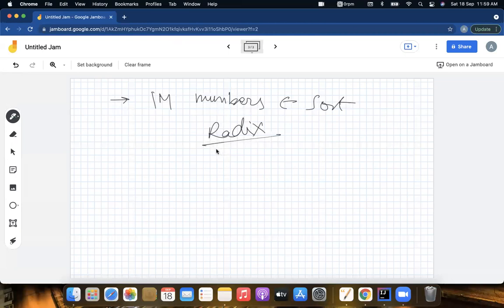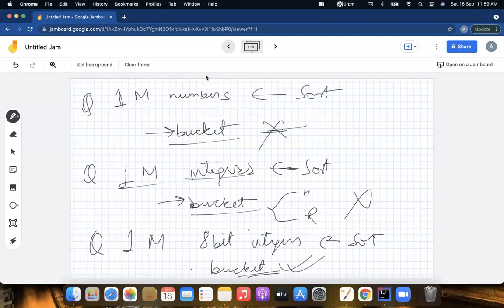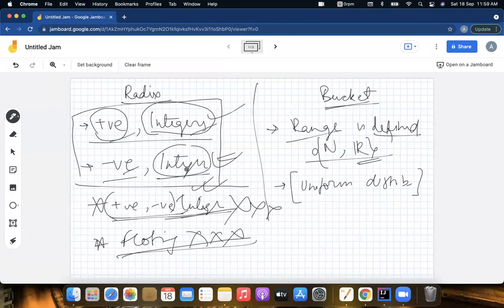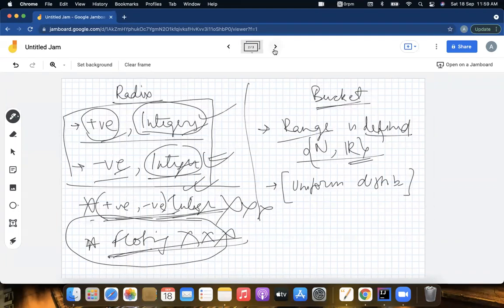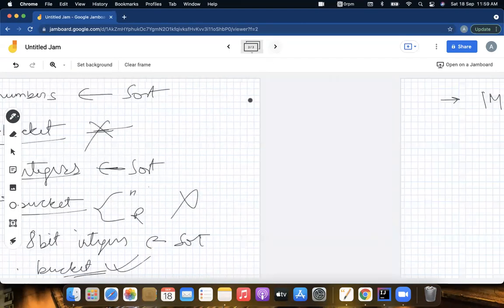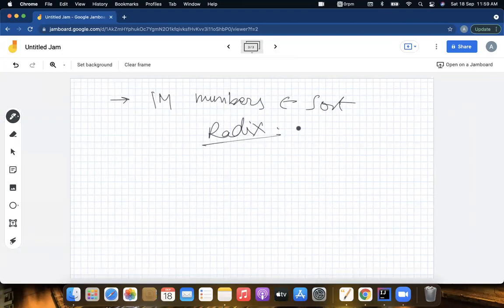Yes or no? What were the criteria to use radix sort? Either positive integers or negative integers. You can't sort when it is floating point. So which criterion is this hitting? When I say 1 million numbers, can it have floating point numbers? Yes. Can you use radix sort? No. Clear? Any doubts? You cannot use it.